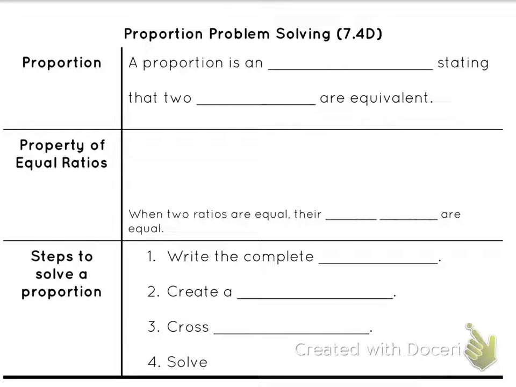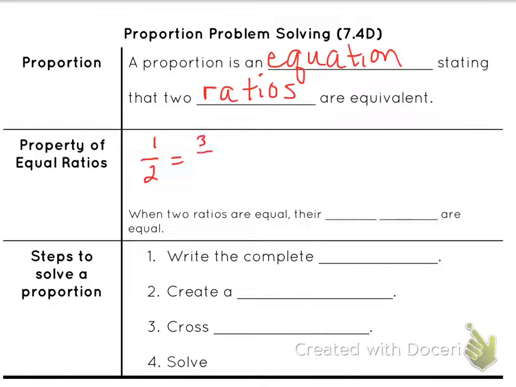So in Unit 3, we talk about proportional relationships. A proportion is an equation stating that two ratios are equal. So when you have a proportion, like 1/2 and 3/6, those are equal.